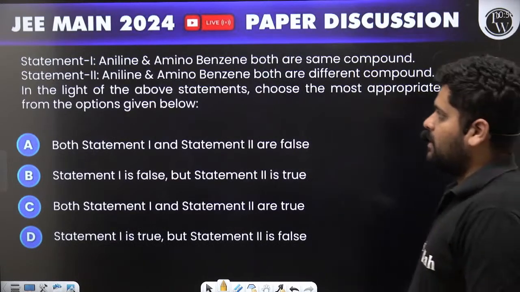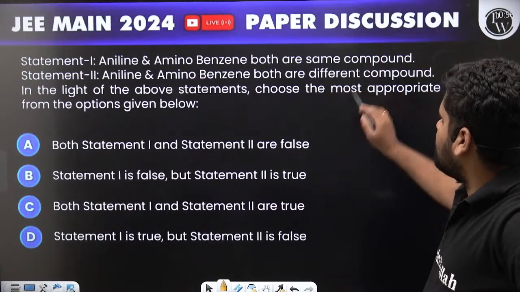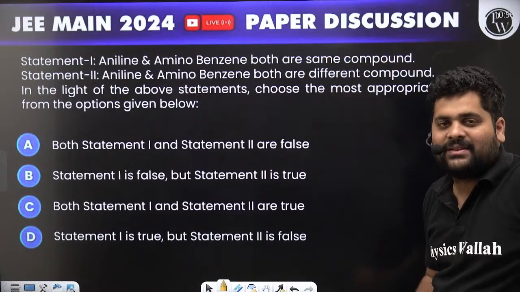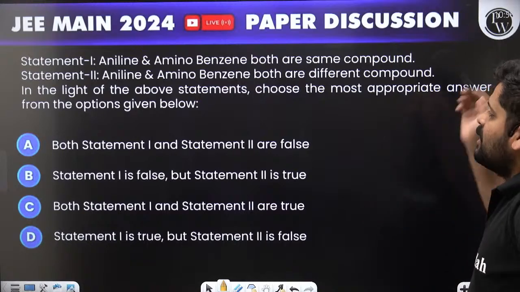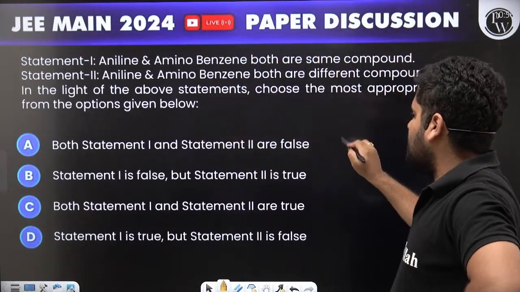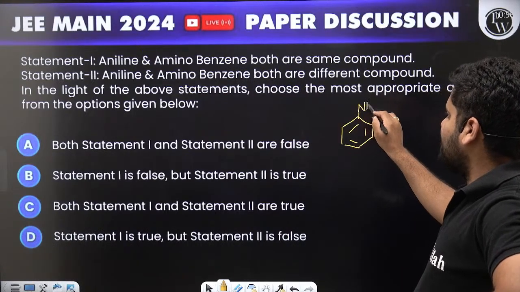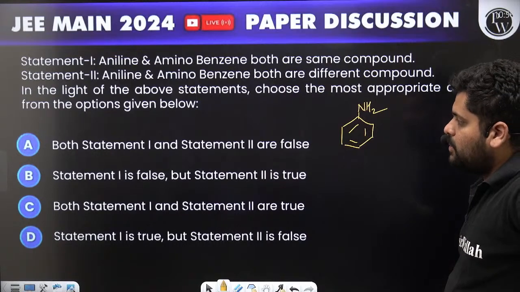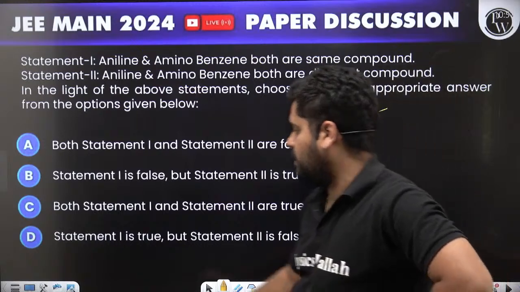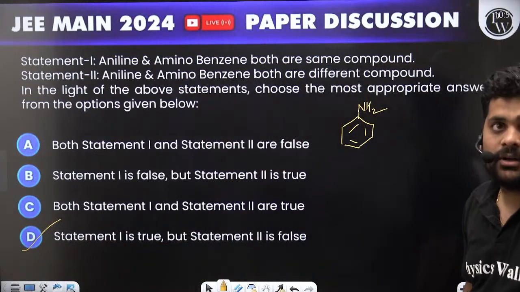See, what these two statements. Aniline and aminobenzene both are the same compound. Aniline and aminobenzene both are different compounds. Obviously, only one is going to be correct, isn't it? So, aniline is also called aminobenzene. On benzene ring, we have NH2 group. So, statement 1 is correct and statement 2 is false. So, the answer for this question is option D, D for dog.